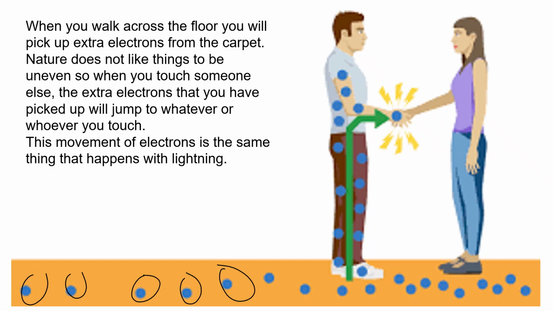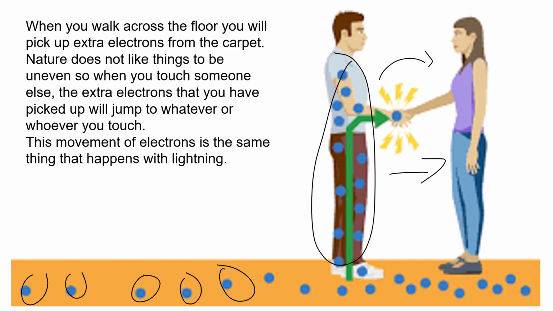Well, nature doesn't like there to be an imbalance of pretty much anything. Think about this with temperatures and that thermal equilibrium. Nature likes things to be equal. So this person that now has extra electrons, when they touch somebody that doesn't have extra electrons, the extra electrons jump to make things balance. And that jumping of those extra electrons, or that electricity, that's what lightning is.